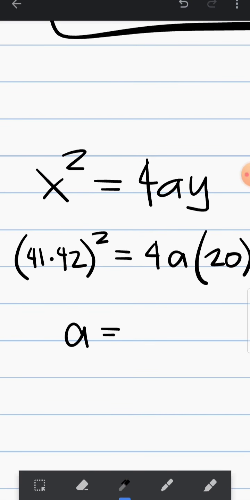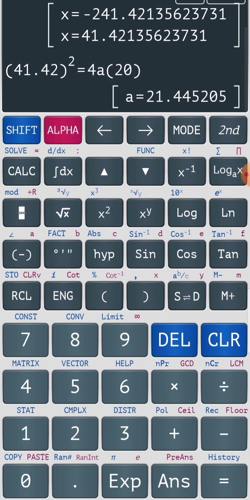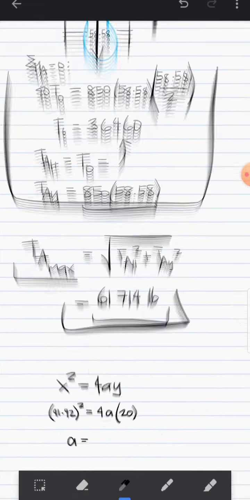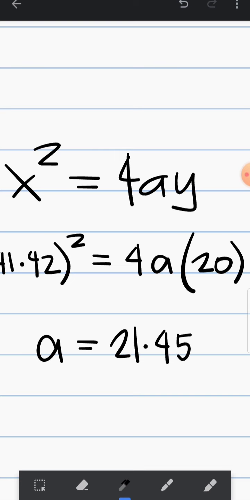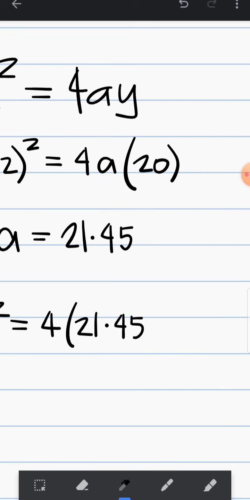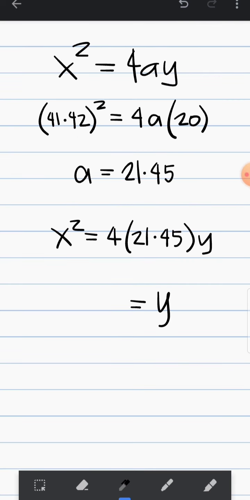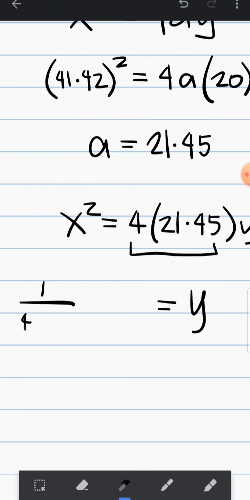Then a must be 21.45. Therefore, our equation must be x squared equals 4 times 21.45 y. If we want this in terms of y, we just have to divide both sides by this value. So it will become y equals 1 over 4 times 21.45 x squared.